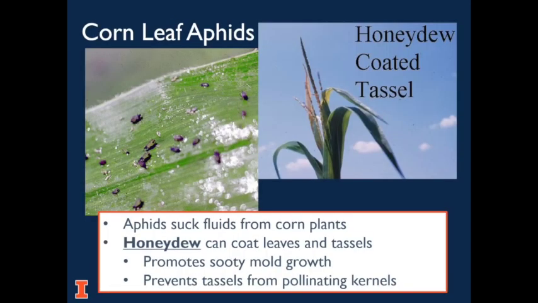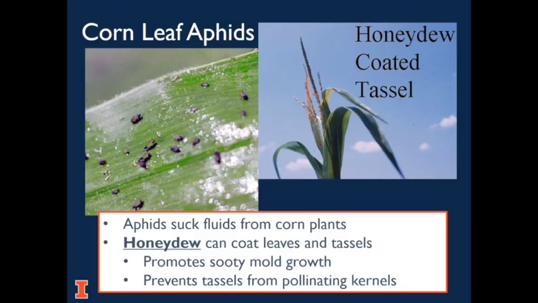Next is cornleaf aphid. Cornleaf aphids suck fluids from leaves and stalks of the corn plants, but most of their damage is caused by honeydew. Honeydew is sticky, sugary droppings that can coat leaves and tassels. Honeydew promotes sooty mold growth on leaves. Honeydew can also coat tassels and prevent them from dropping pollen properly. This can reduce pollination and result in immature kernels.